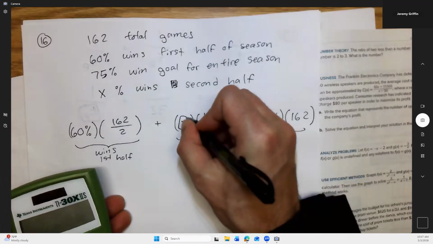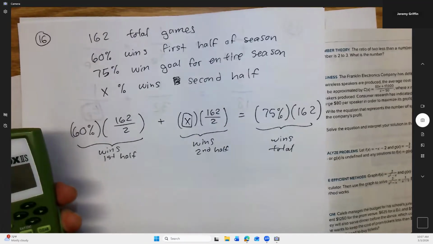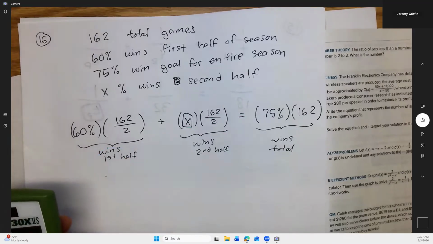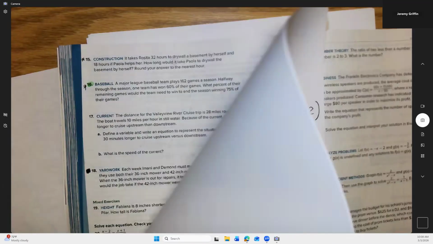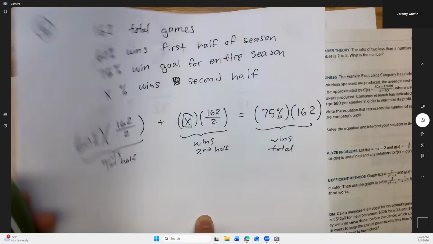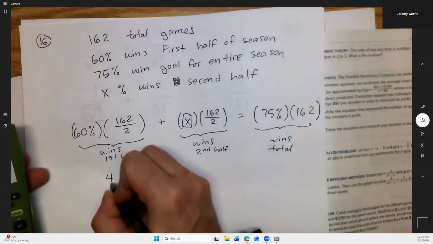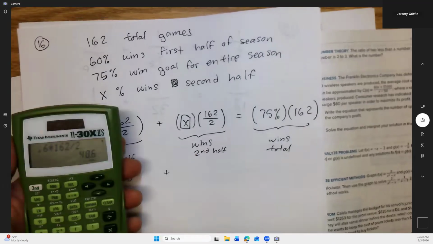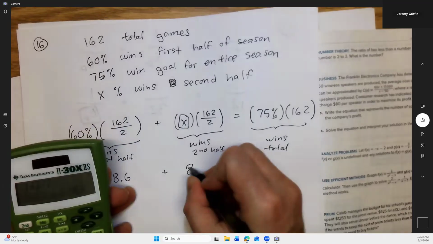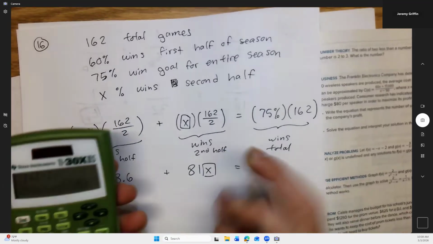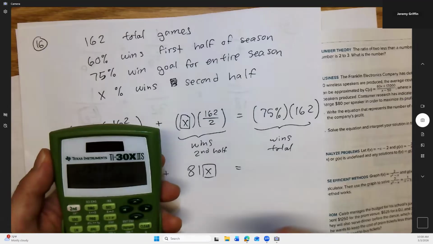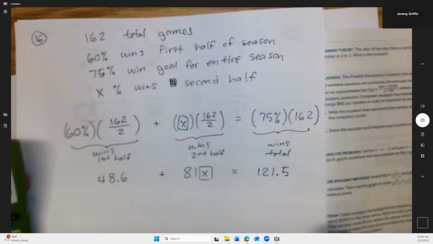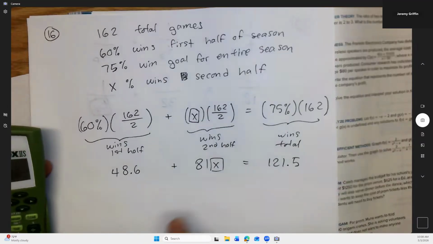I'm sure you guys could do this at this point, but I'm just going to solve it real fast. So it's 0.6 times 162 over 2. Oh, that's not even a whole number. You can't win 60% of that. Whatever. I got a decimal. That doesn't make any sense, but let's just go with it. Plus 162 over 2, it's going to be 81x equals what's 0.75 times 162, which is 121.5, right? We're going to make believe they could play decimal games. We could do an interpretation where you round or something.